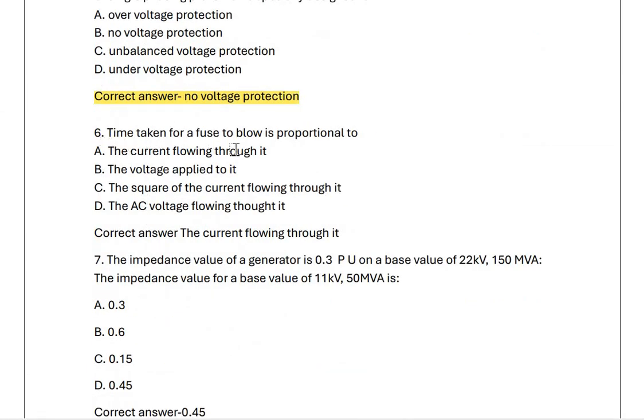6. Time taken for a fuse to blow is proportional to A. the current flowing through it, B. the voltage applied to it, C. the square of the current flowing through it, D. the AC voltage flowing through it. Correct answer: the current flowing through it.